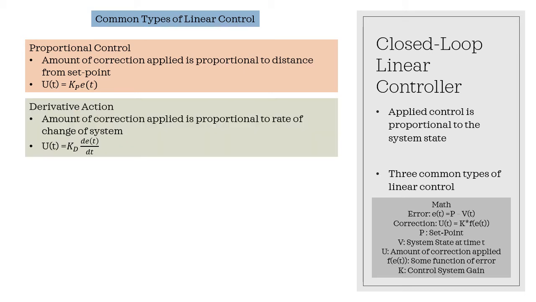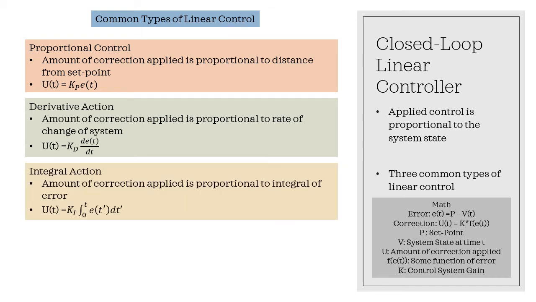The second type of proportional control is derivative action. And the correction applied here is related to the derivative of the error over time, so how fast our system is changing away from our set point. The third type is integral action. And in this one, the amount of correction that we apply is proportional to the integral of the error over time.